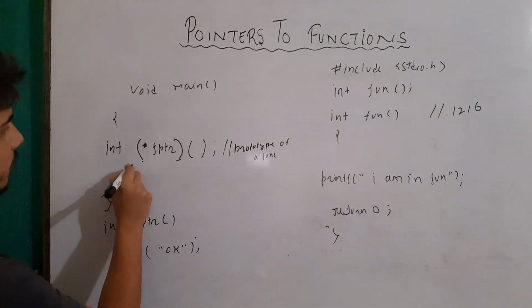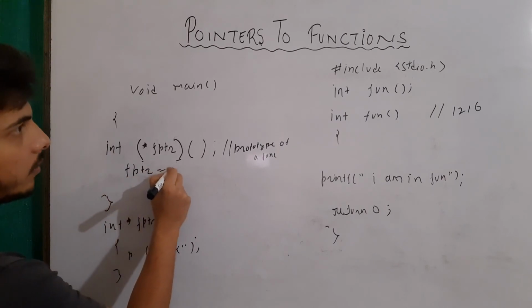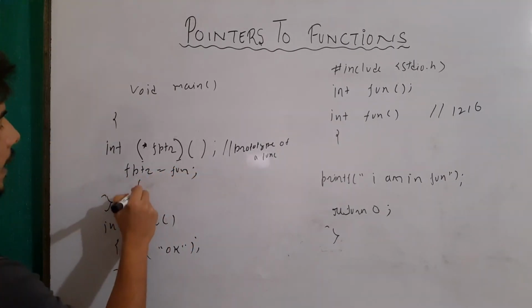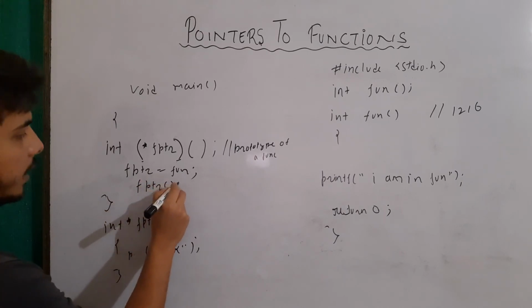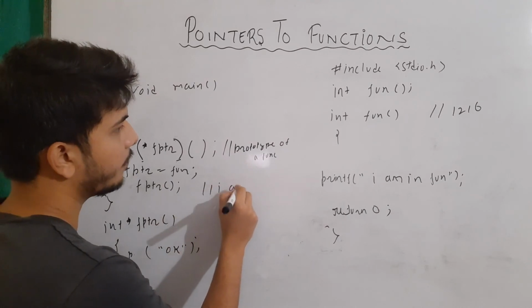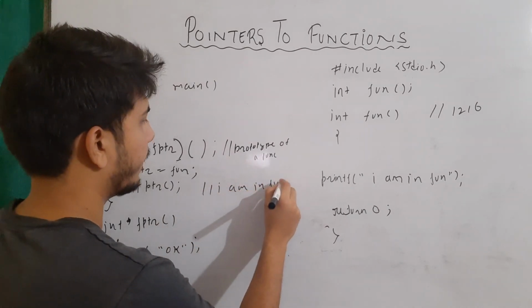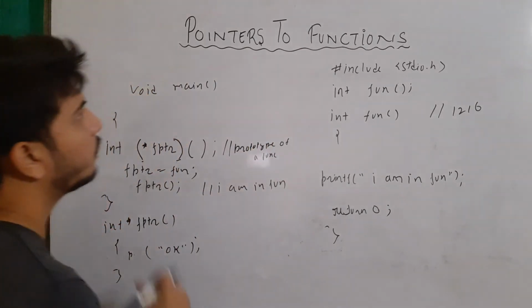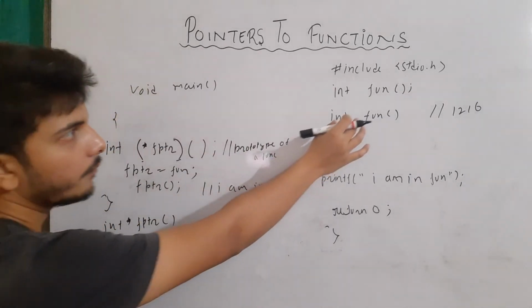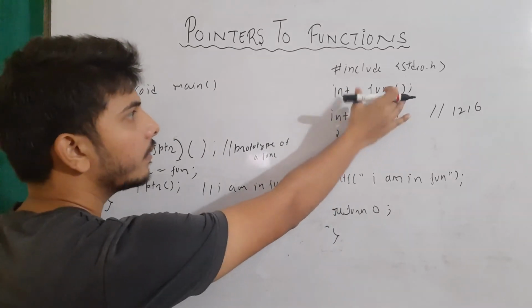And then simply we can write fptr equals to fun, just like we did before, and then we can directly call fptr then parenthesis. In this case it will give me output as I am in fun, right? So this is how we are able to create a pointer to a function, or a pointer variable that will point to the base address or the address of our function.